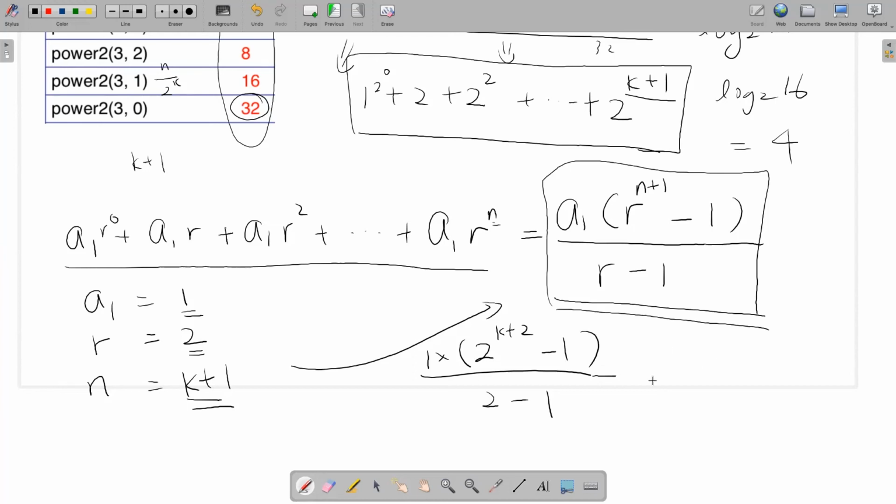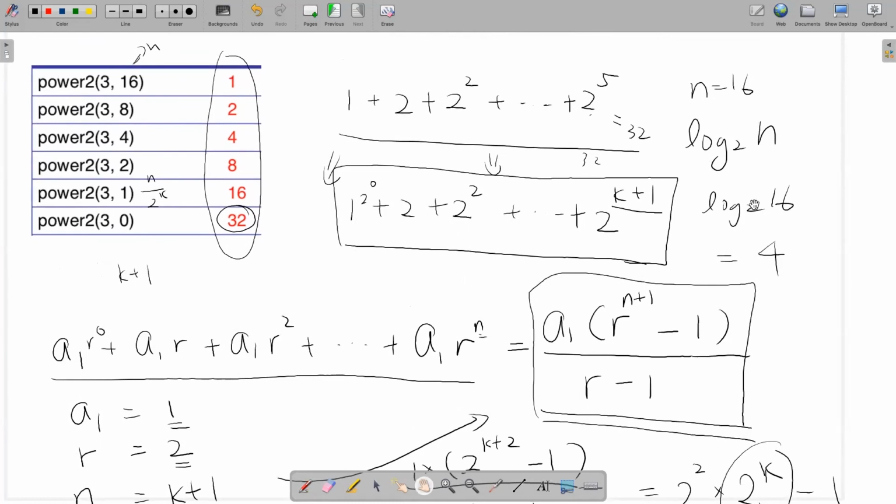So if you do the calculation, it's going to be 2 squared times 2 to a power of k, because you have this k plus 2 over here, minus 1. So again, the key is what is this 2 to a power of k? K, as we noted up here, referred to the number of times it takes you to go from n down to 1. This is what k means.